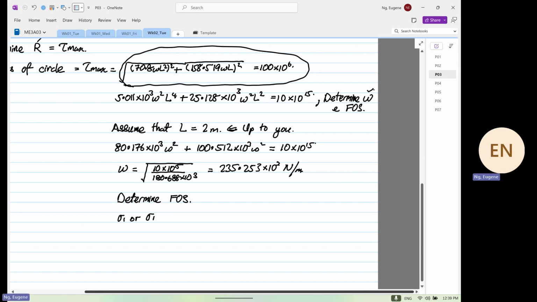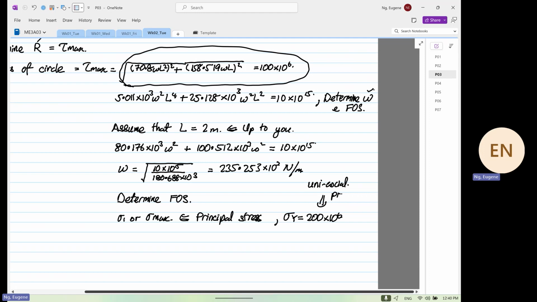Or we are going to determine our stress max. And this stress max over here is our what? Principal stress. Why do we determine our principal stress? Because the stress yield is equal to 200 times 10 to the power 6. How do they determine this? This is determined by uniaxial. And the value presented here is also the principal stress from where? Experimental data. Are we clear?